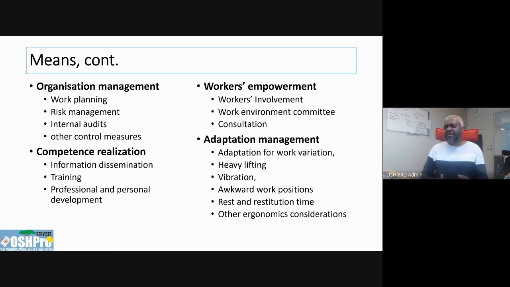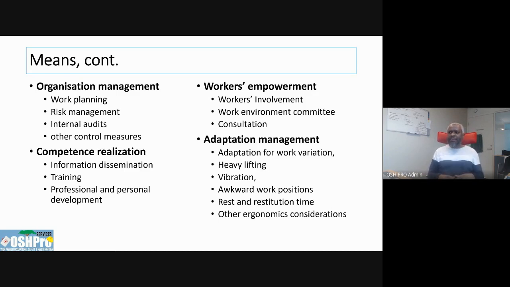So work variation, that the workers should have a variation of work, that they can do certain tasks at certain time and then leave that and go and do another task, and then leave that and go and do another task. So adaptation for heavy lifting, where you have to use machines for vibration, it's a very big problem health-wise. So there should be, with adaptation management, it should be possible to rotate the workers so that they can do different things.